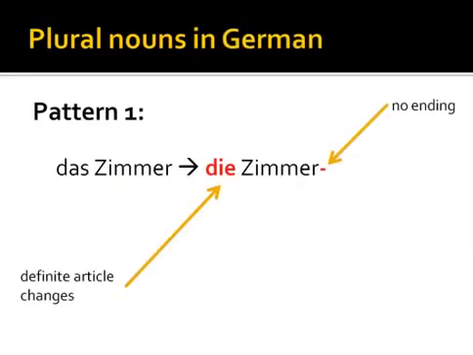Now the first pattern is an easy one. Like you see on your screen, we have a noun, das Zimmer, the room, and to form the plural of that, we simply change the definite article from das, which is singular, to die, which is plural. There is no ending. So das Zimmer goes to die Zimmer.